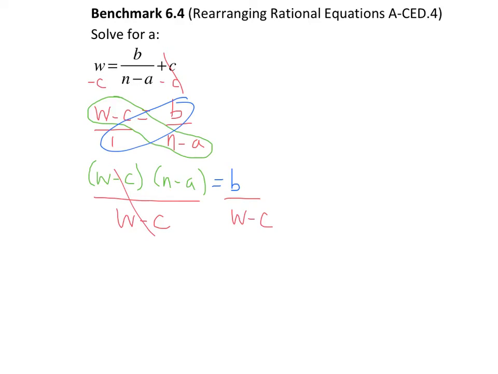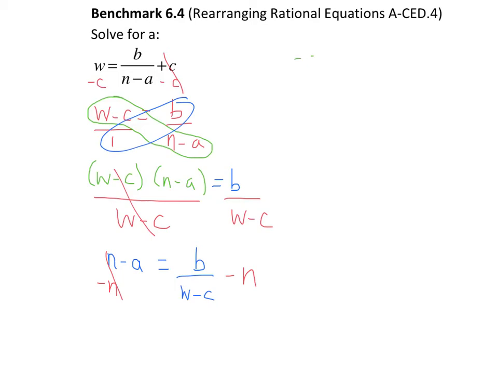Now, I want to get the a by itself. So let's rewrite this so it's a little bit cleaner. I have n minus a equals b over w minus c. So it's a little bit cleaner now, because all this kind of was in the way. Now I got to get a by itself, so can I get rid of that now? Yeah, I can minus the n over. Okay, just minus the n. Okay, let's rewrite that again. I'm going to write it up here.